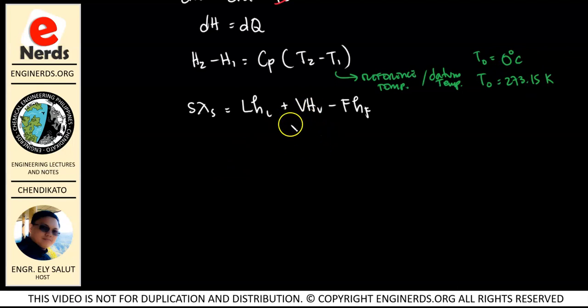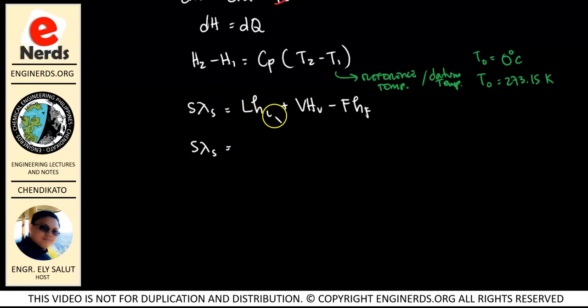Okay, so now let us use this in our equation. So we have S lambda S. Now, we don't have to change this. We don't need to use the energy balance, especially if this is steam, because we can easily get the value using the steam table. Okay, so we will show that once we start solving problems.